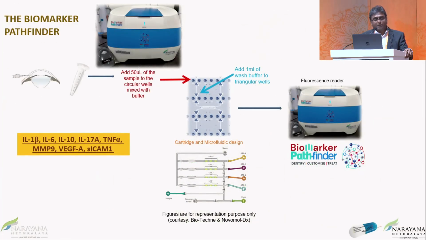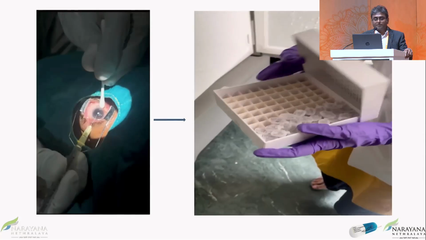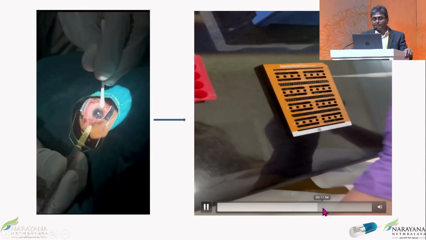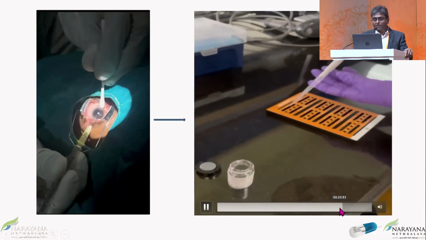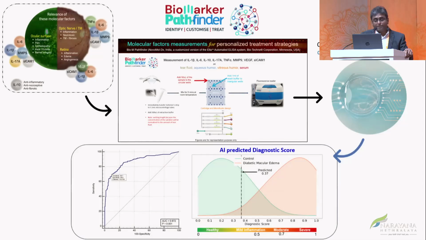So this is the biomarker Pathfinder, a portable machine with which we can measure 8 biomarkers, which is indigenously developed in NN. We take these samples, and it gives an immediate readout once you place it in the machine. These are the new things that are going on. We have tried to see what really happens when you subject AI to these biomarkers.